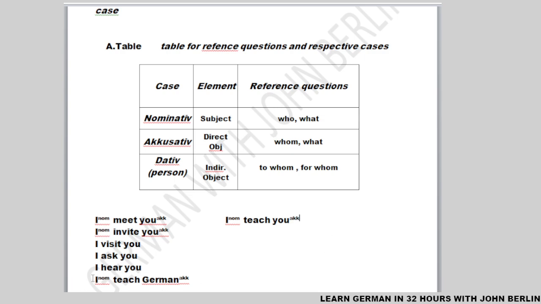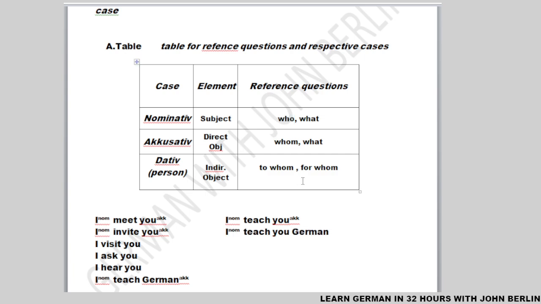Now please look at the two sentences I just made. I teach German and I teach you. Now in both these sentences, you'll find once I have used the verb with a thing, then I have used the verb with a person. Now I could make a consolidated sentence. I could also say, I teach you German, right? So let's see how this pans out. So who teaches you German? Once again, I. I is nominative.